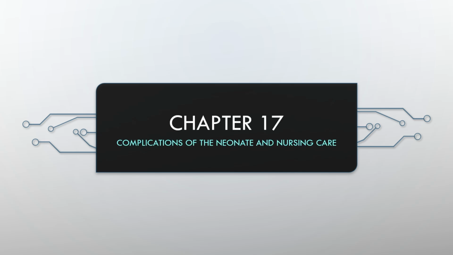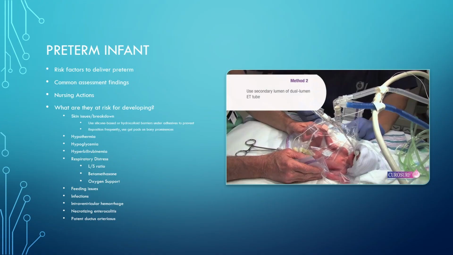Okay, chapter 17, complications of the neonate in nursing care. We're going to start off by talking about a preterm infant, an infant born before 37 weeks. The earlier that you have a baby, the more risk factors it has, or more complications it is susceptible to. So first of all, let's think of some different risk factors of why you might deliver preterm.